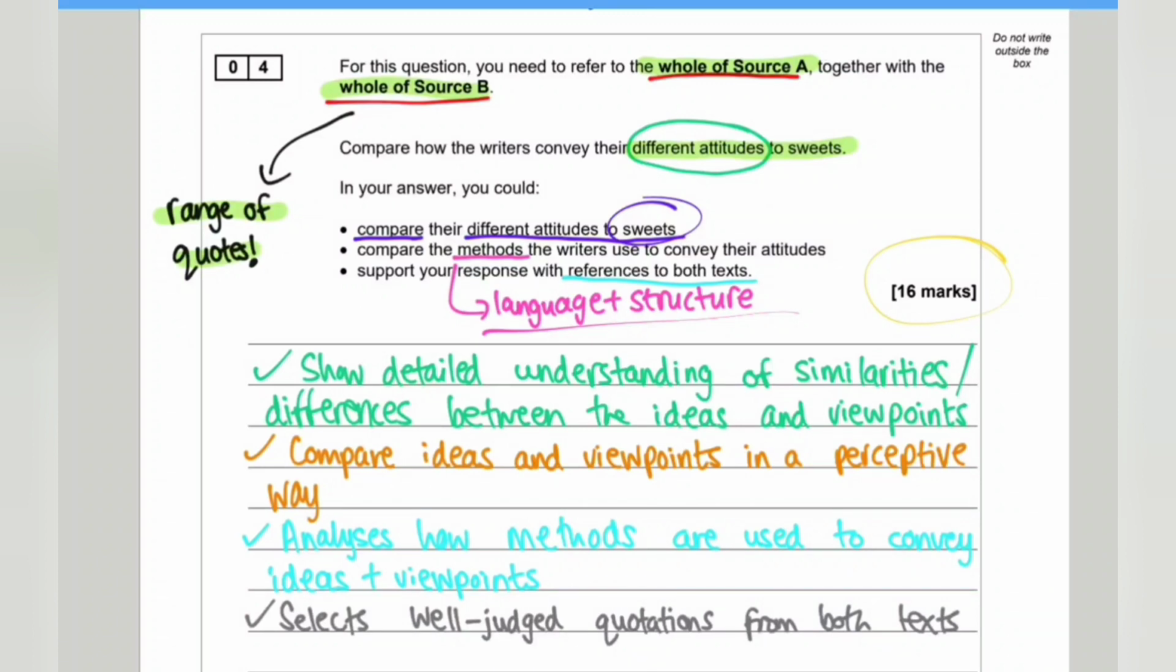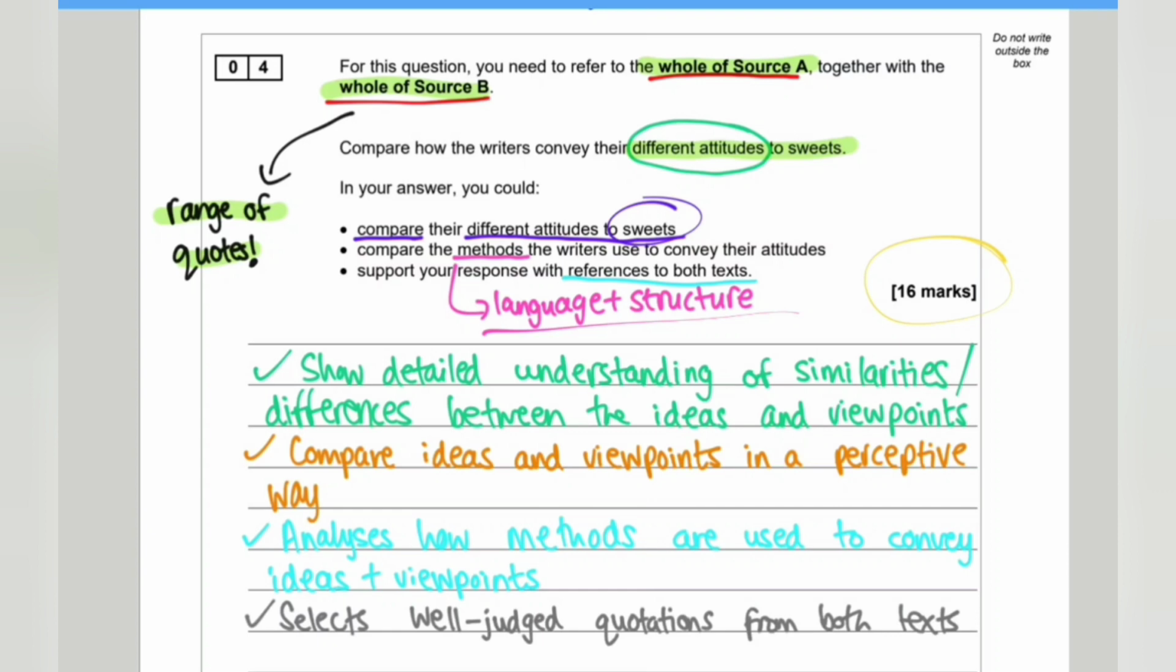So first of all, you need to be familiar with the mark scheme, and it includes the following. Show detailed understanding of similarities and differences between the ideas and viewpoints. Secondly, compare ideas and viewpoints in a perceptive way. Analyze how methods are used to convey ideas and viewpoints, and finally, select well-judged quotations from both texts.